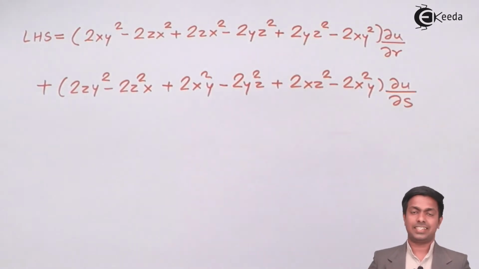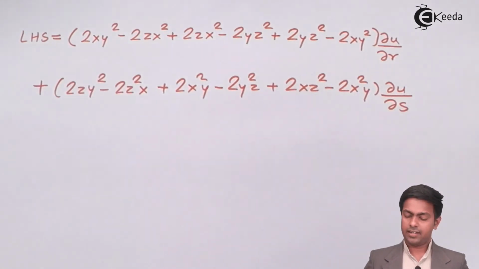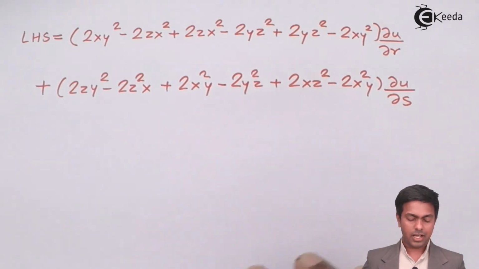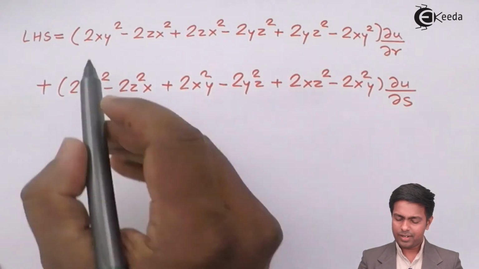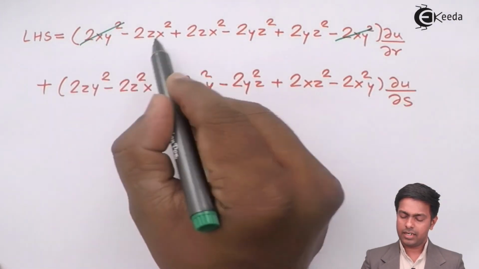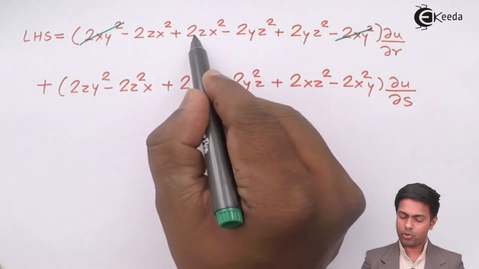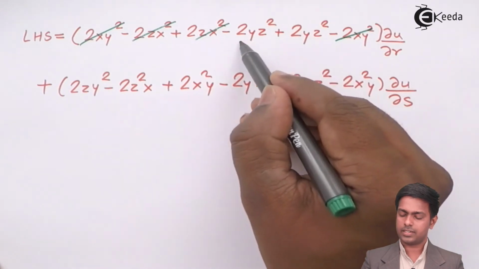Now guys, let's add it. First of all, let's check the bracket. In bracket we have 6 terms and you'll find that the terms are opposite in sign. So we can cancel such terms. Here positive 2xy square and negative 2xy square cancelled. Negative 2zx square, positive 2zx square and negative 2yz square plus 2yz square cancelled.